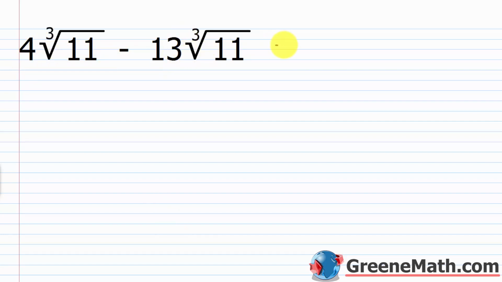All right, suppose we had 4 times the cube root of 11 minus 13 times the cube root of 11. Again, you have like radicals. You have a cube root in each case, so the index is a 3. You have an 11 and an 11 as the radicand in each case. So those are like radicals. So all I need to do is work with the numbers that are multiplying the radicals. So I have a 4 minus a 13. 4 minus 13 is negative 9. So I'm just going to put negative 9 times the cube root of 11. Okay, it's just that simple.